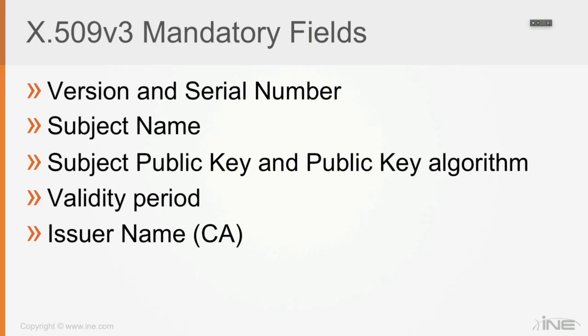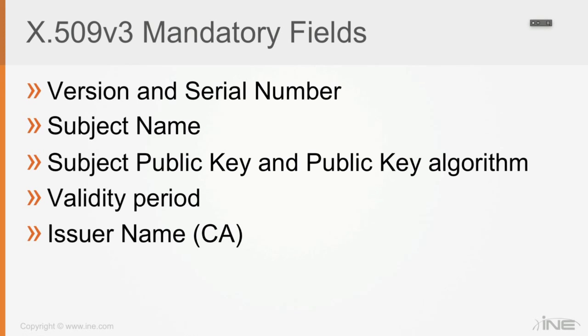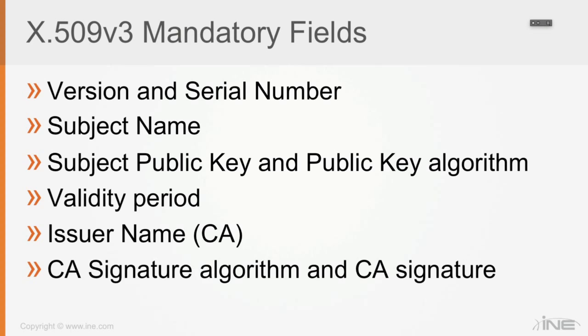You're also going to put in the certificate the issuer name, which is the CA's identity. Like for example, when you look at your passport, it says somewhere in there, issued by the government of your country, whatever your country is. The same thing in here. We have to put in the certificate which authority issued that certificate. We're going to see in a bit why that's important. And of course, the CA signature algorithm and the CA signature itself.